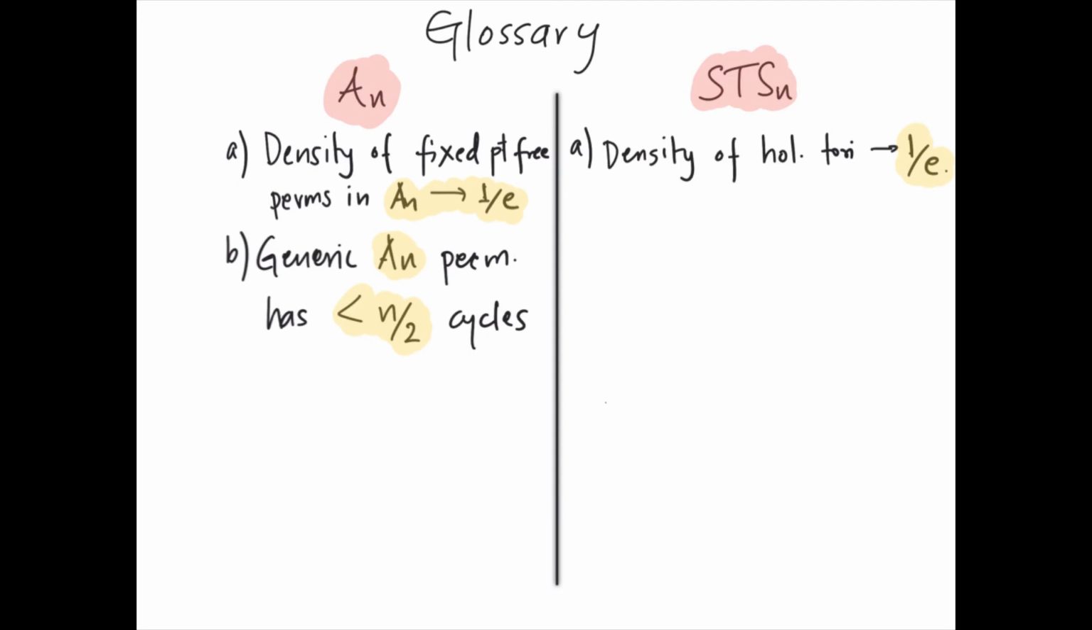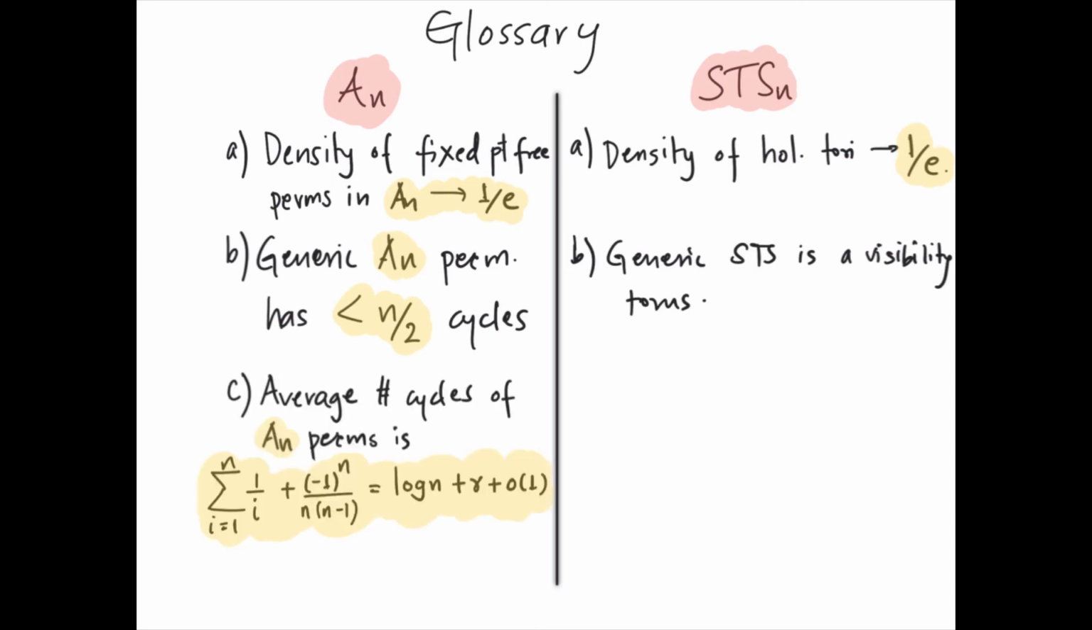Similarly, another fact that comes into play is that a generic permutation in the alternating group has less than n over 2 cycles. Now what I mean by generic is that asymptotically almost surely as n goes to infinity, an even permutation has less than n over 2 cycles. And because of the combinatorial visibility lemma, what this means is that a generic square-tiled surface is a visibility torus.